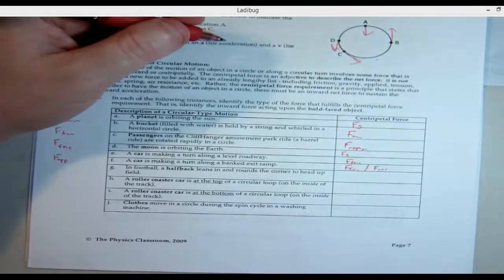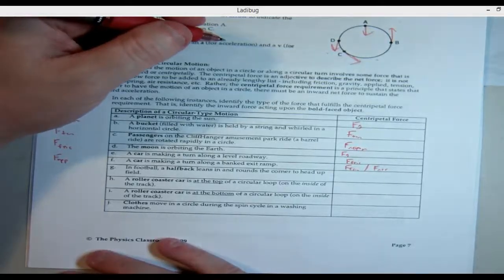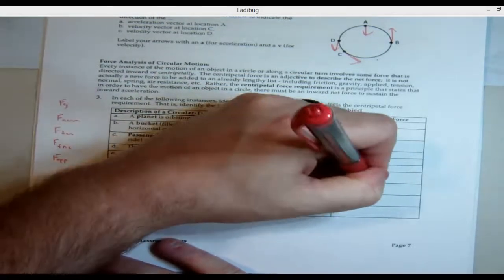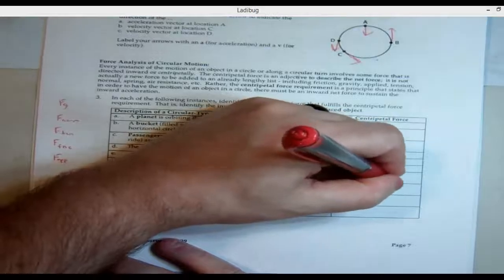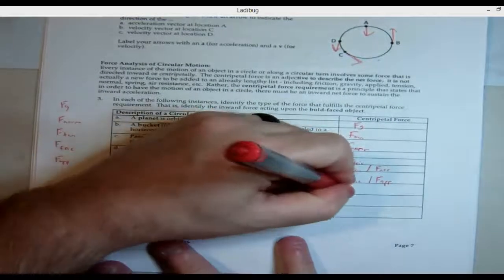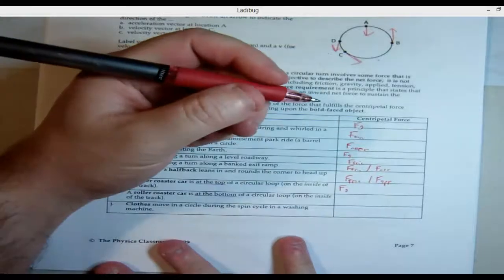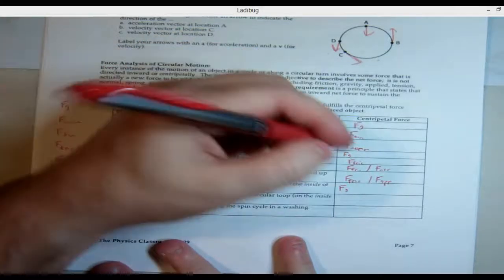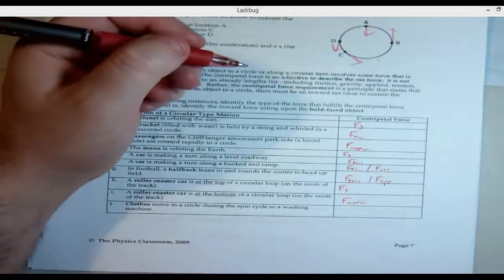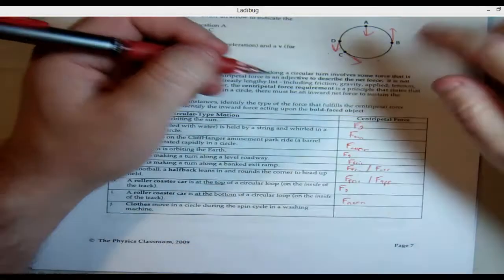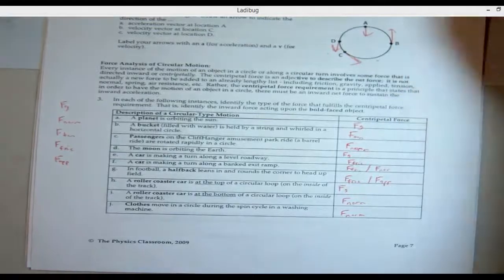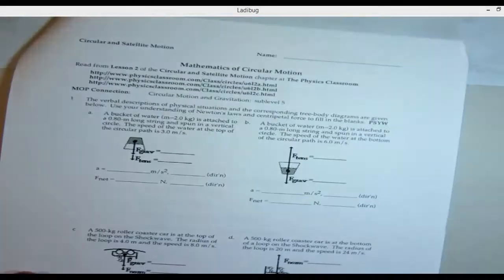Halfback leans in and rounds a corner heading up a football field. That sounds like force of friction, and then you might also say applied force. Roller coaster at the top, so let's say force of gravity. Roller coaster at the bottom, that sounds like normal force. And clothes in a spin cycle, the washing machine pushing back at it is going to be normal force. All right, that was a fast page, so let's do the next page.